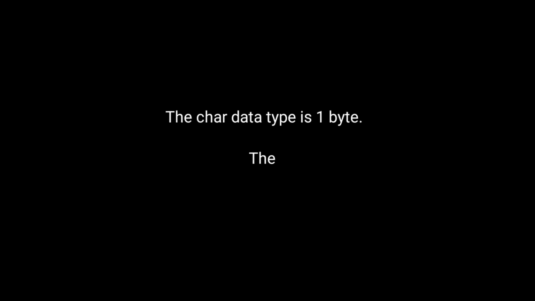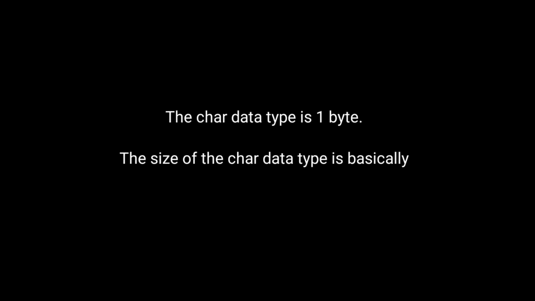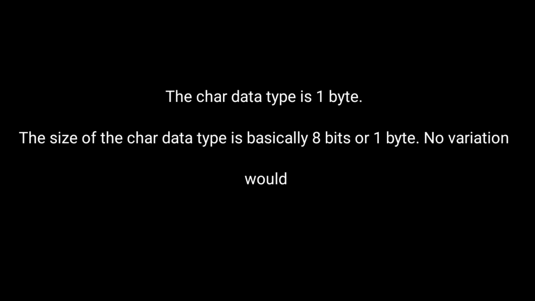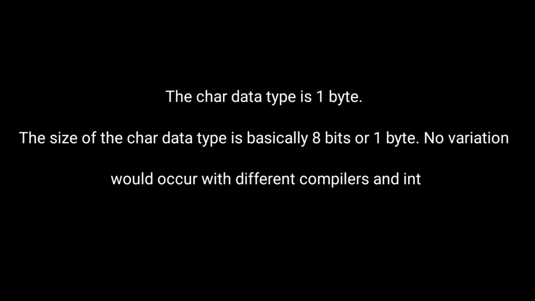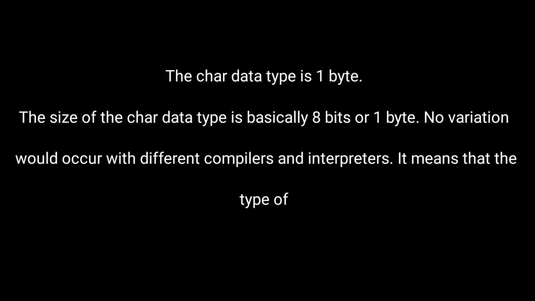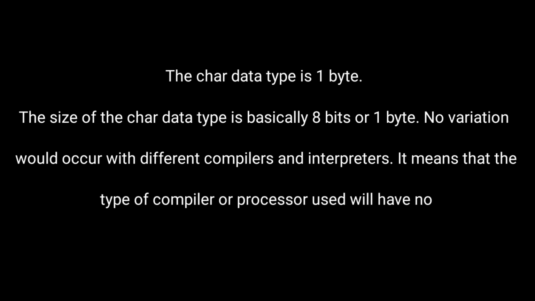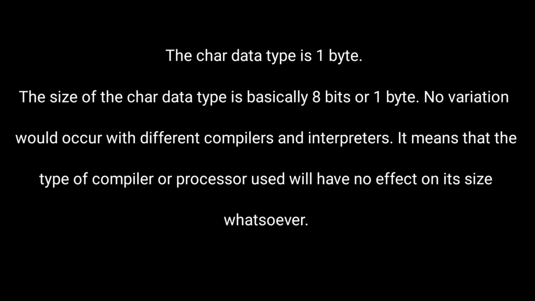Second one is the character, char. Char data type is 1 byte. The size of the char data type is basically 8 bits or 1 byte. No variation will occur with different compilers and interpreters. It means that the type of compiler or procedure used will have no effect on its size whatsoever.